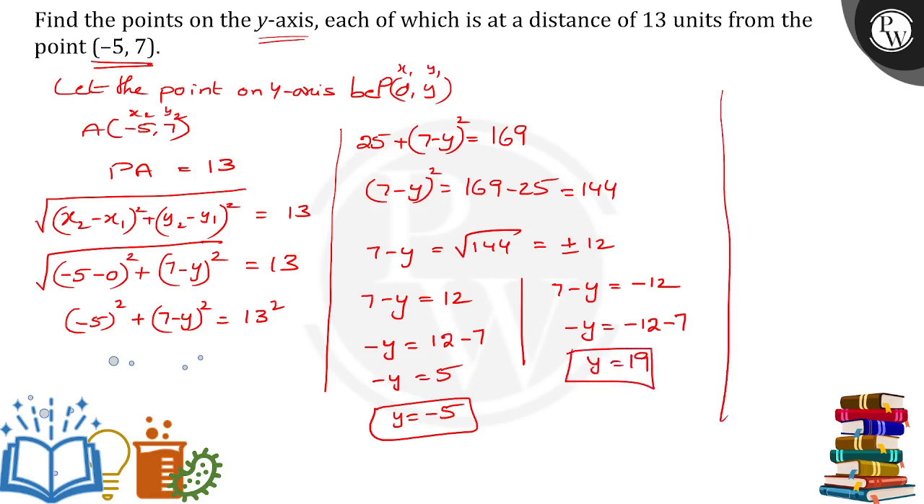Okay, so therefore the points on the y-axis are very simple. (0, -5) is one point and (0, 19) is another point.